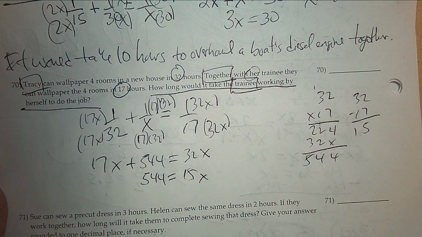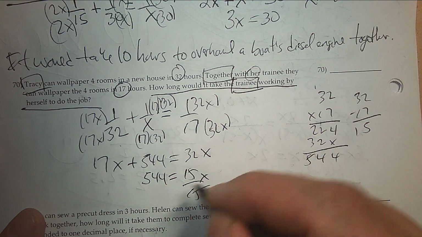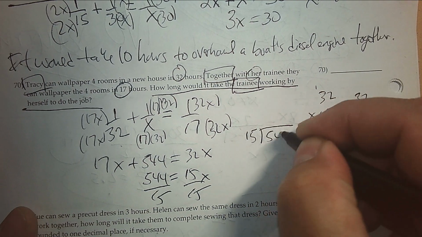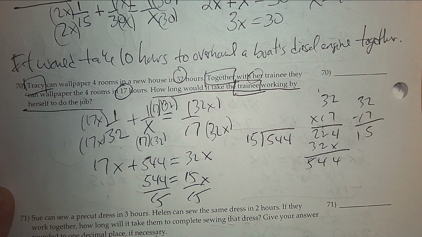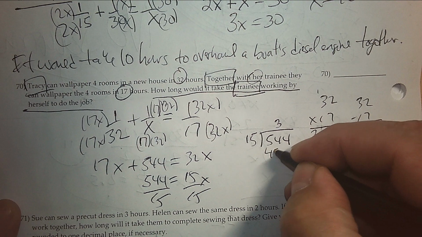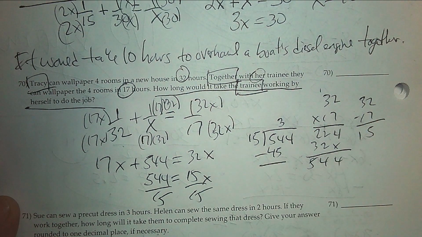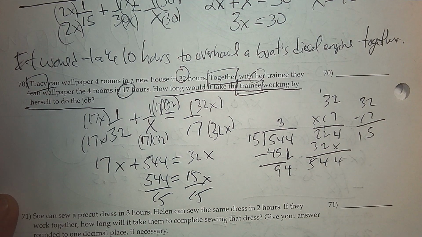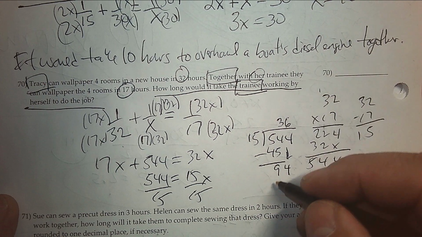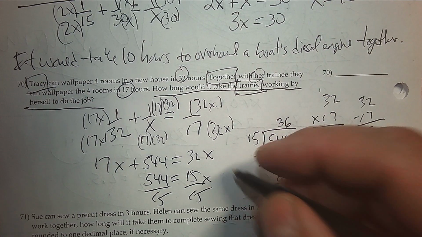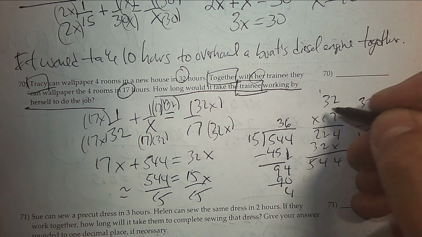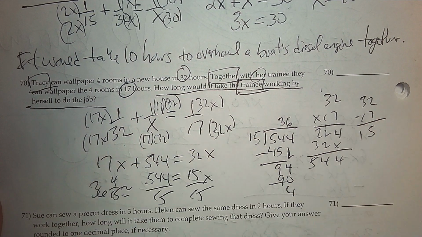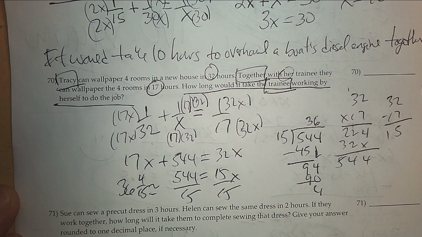And then the last step is to divide, right? So if I want to approximate that answer, how many 15s are in 544? I know, just do the math. It's 3, that's 45. Subtract and it's 9. 15 and a 94. 6, right? That's 90. And the remainder is 4. So this answer is approximately 36 and 4 over 15. So how long would it take the trainee working by herself?